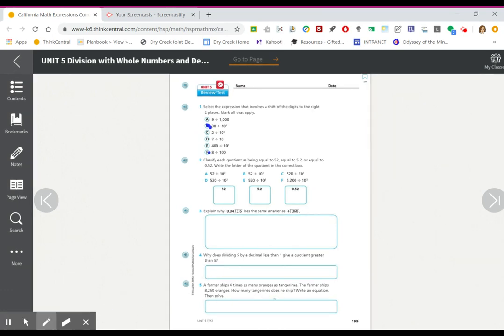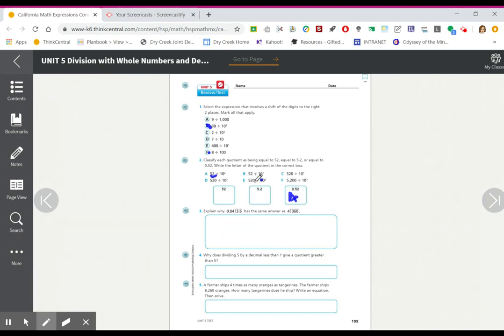Number 2 says classify each quotient as being equal to 52, equal to 5.2, or equal to 0.052. Write the letter of the quotient in each correct box. Looking at A, it's telling me there's going to be 2 shifts because it's 10 to the second power. So if I put a decimal here and it shifts once, twice, I know it's going to be 0.52. So A goes in that box.